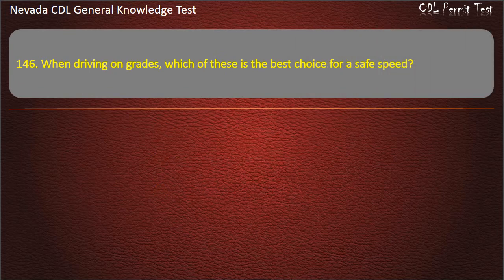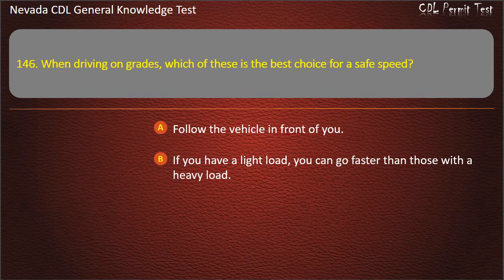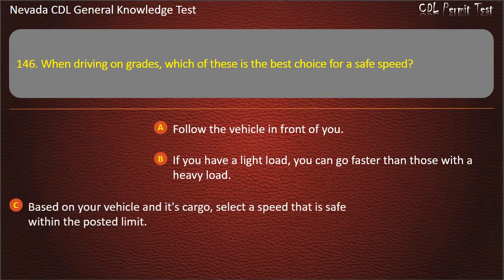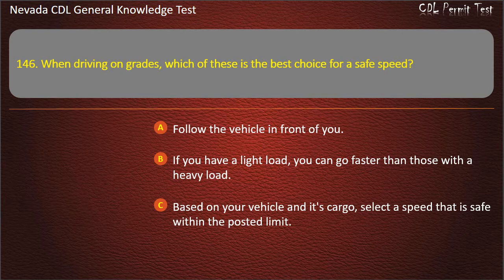Question 146. When driving on grades, which of these is the best choice for a safe speed? Follow the vehicle in front of you. If you have a light load, you can go faster than those with a heavy load. Based on your vehicle and its cargo, select a speed that is safe within the posted limit. Answer. Based on your vehicle and its cargo, select a speed that is safe within the posted limit.